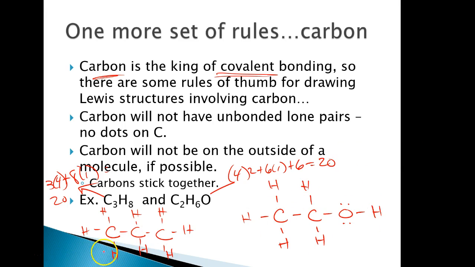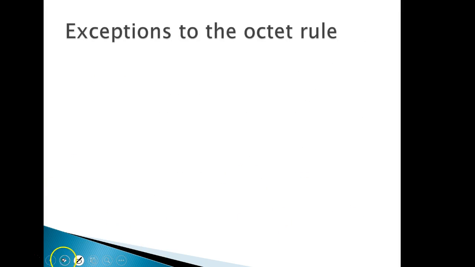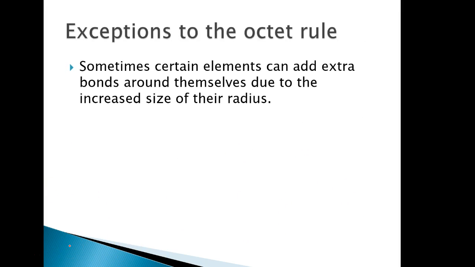So Lewis structures for carbon, carbons go in the center. So now we're going to talk about something called the exceptions to the octet rule.